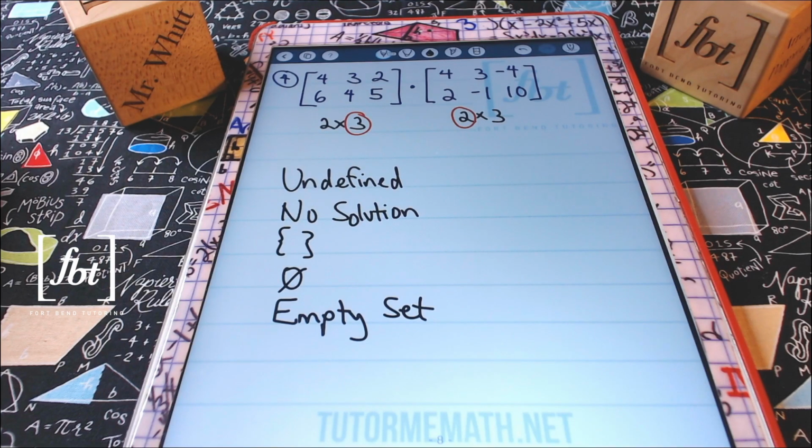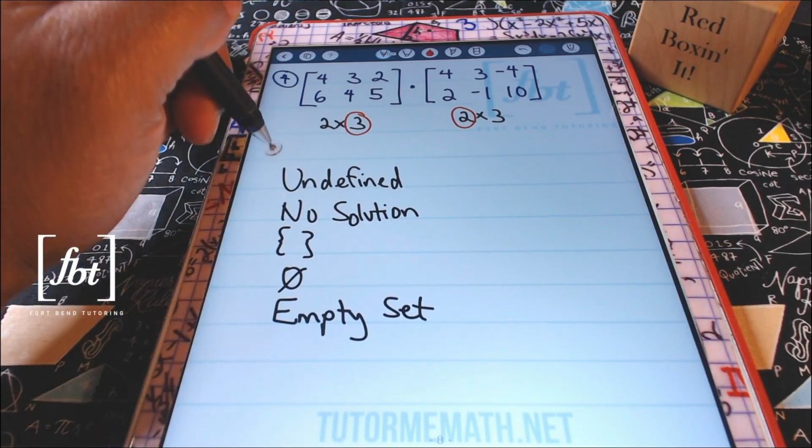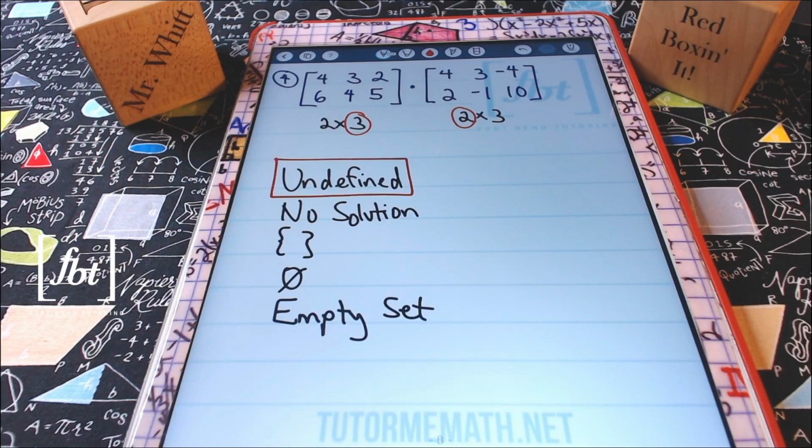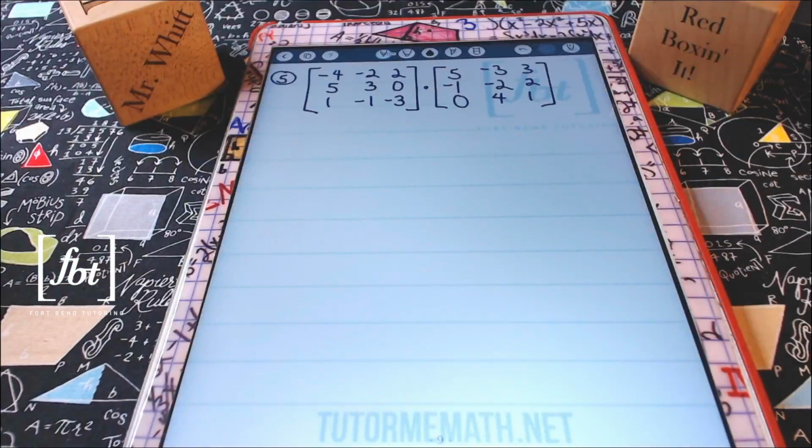And to the grave. There you go. Don't tell anybody. Red box it. That's right. We're going to red box our answer. Just like that. Let's keep that little secret and move on. We have problem number 5.